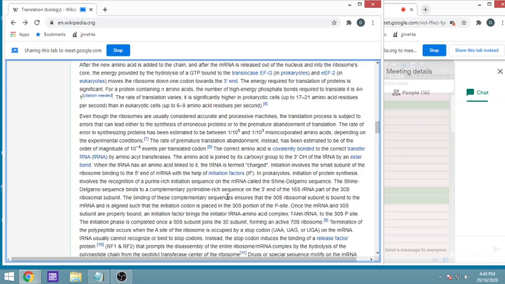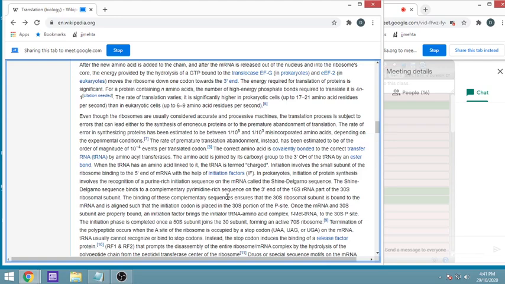Because here these are all purine rich. Purine means A and G, that is adenine and guanine, both are purines, while cytosine and uracil are the pyrimidines. So in initiation, these are the purine-rich initiation sequences on the messenger RNA, and the counterpart to that are the pyrimidine-rich sequences on the 3' end of the ribosomal RNA. Okay.